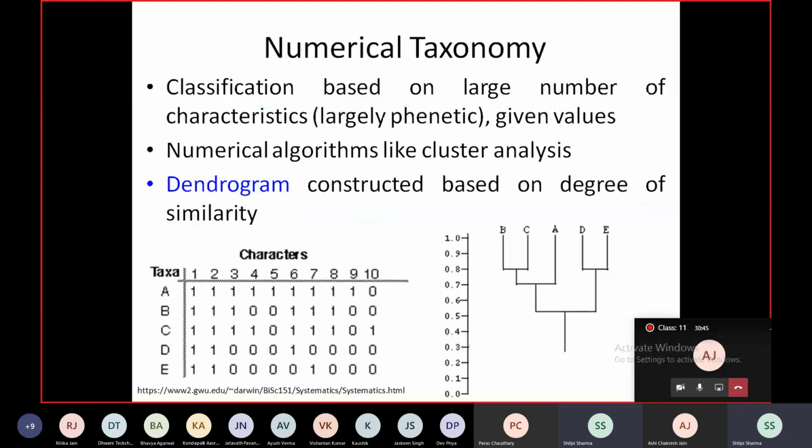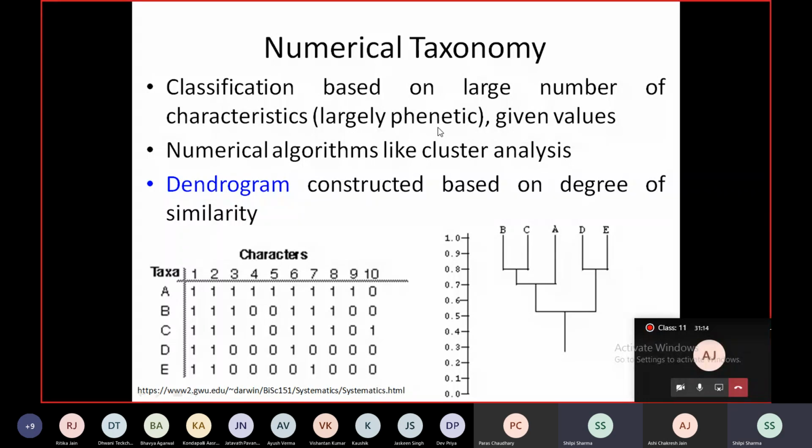For phenetic classification, which is based on phenotypic characters, numerical taxonomy has been used, which includes a binary matrix, which is generated by assessing whether a character is present or absent in an organism. And such a profile is generated for about 50 or more characters of any organism, and it constructs a similarity matrix, which can be represented as a dendrogram of this sort.